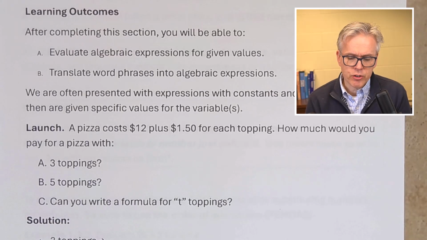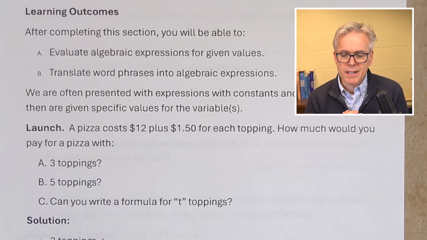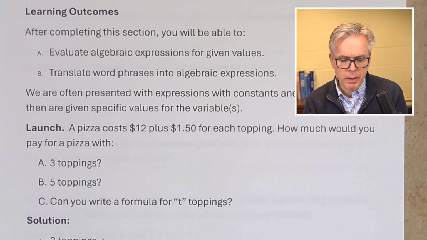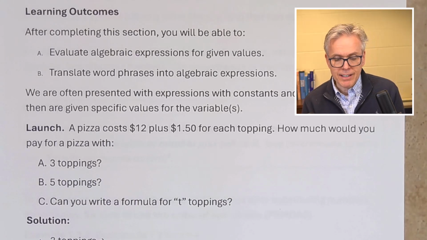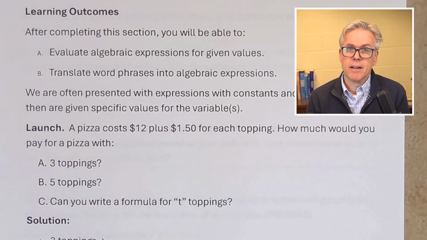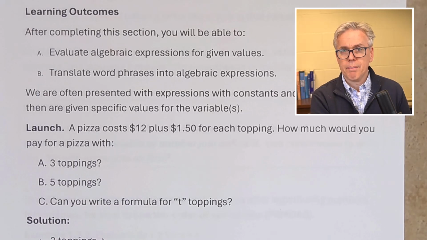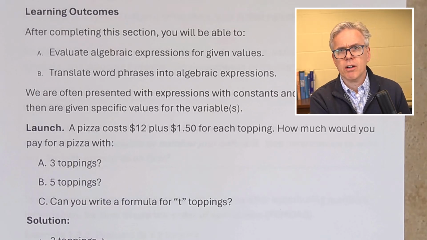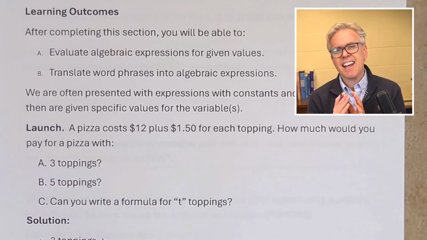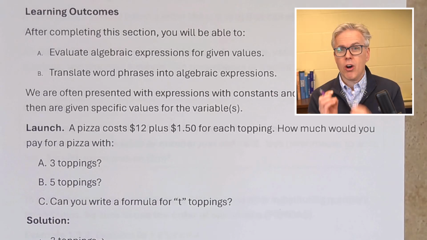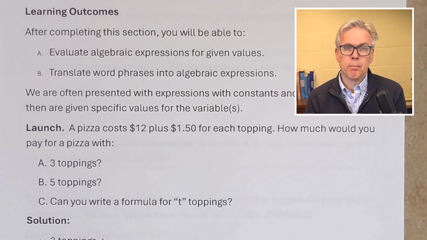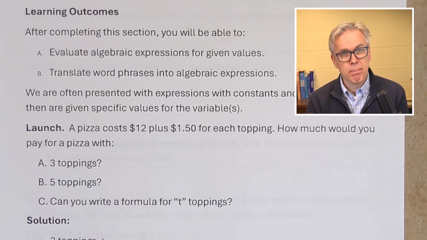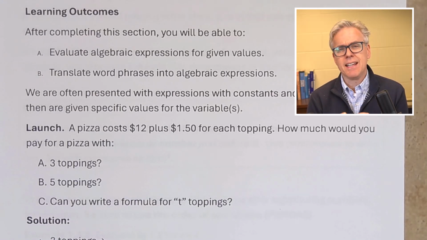A pizza costs $12 plus $1.50 for each topping. How much would you pay for pizza with 3 toppings, 5 toppings, and then T toppings? So let's start this off with 3 toppings. How much would this pizza cost for 3 toppings? Now, not only do I want you to find out how much it costs, but I want you to write down how you figured that out. And that's going to help lead us to the ultimate question, that C part, writing it with T toppings.